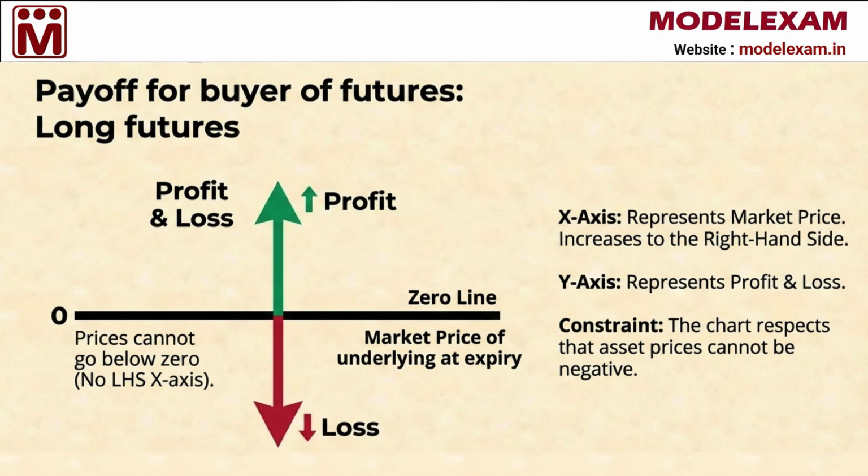To visualize this on a graph, we use two main lines. The horizontal line, or the x-axis, represents the market price. This line only moves to the right because a price cannot drop below zero. The vertical line, or the y-axis, shows your profit and loss. We call the middle horizontal line the zero line. Anything above this line is a profit and anything below it is a loss.